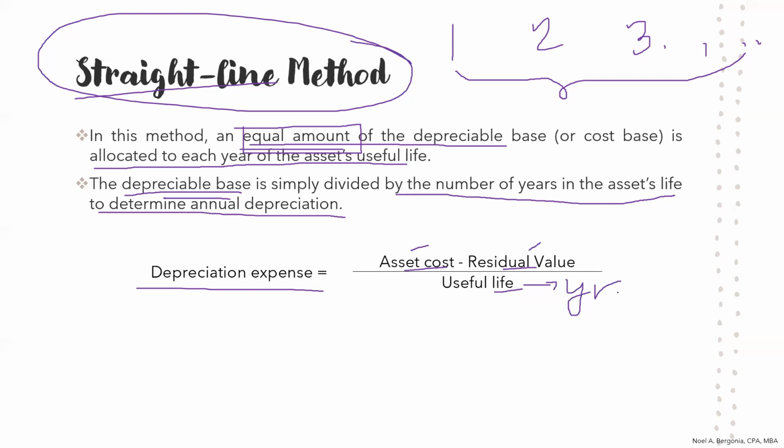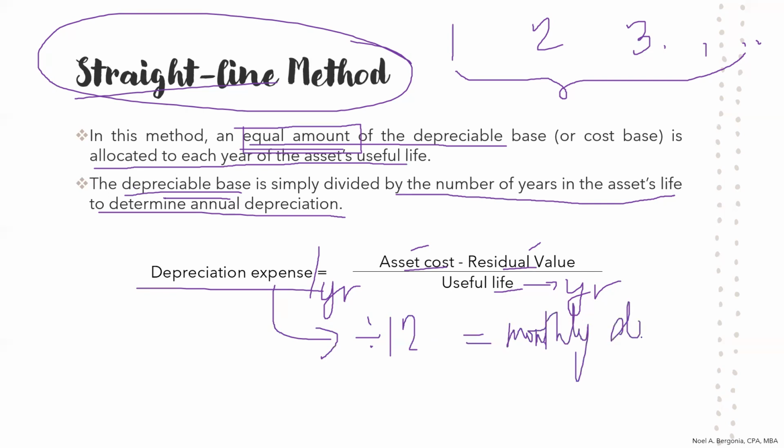Kung year yung useful life mo, syempre, ang lalabas dyan, depreciation expense per year. Okay? Ngayon, kung gusto mo malaman yung per month, dahil binigyan ka ng 1 year depreciation, then you just simply divide it with 12 months para malaman mo yung monthly depreciation. Okay? Tinuturuan ko na kayo ng how to compute just in case na tanungin kayo sa problem ng monthly.